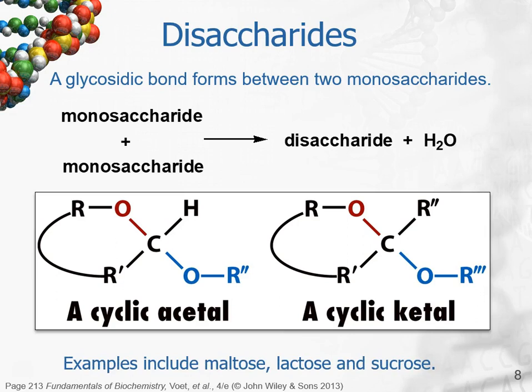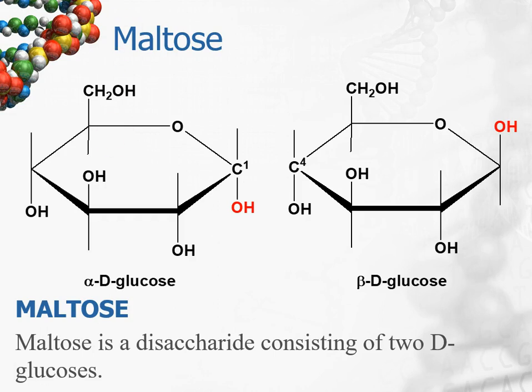I'm going to use 3 examples: maltose, lactose, and sucrose. So let's look at maltose first. Maltose is a disaccharide. It consists of 2 D-glucoses. So I've drawn 2 D-glucose. I've drawn alpha D-glucose on the left and beta D-glucose on the right.